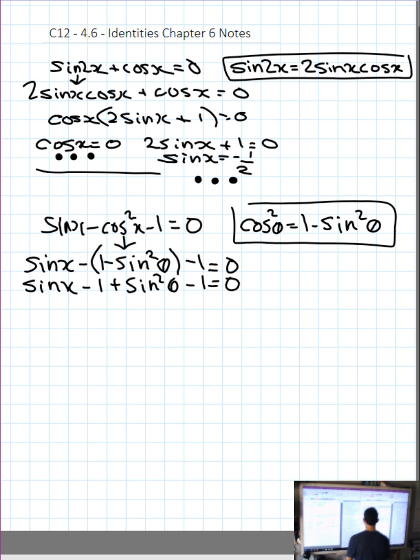And then I can rearrange the order of the terms and combine like terms. So I have sine squared theta, x. The definition off to the right is theta, but if we're using x, we have to use x. So again, down below, they're all x. Rearranging the order of the terms, sine squared x plus sine x minus 2 equals 0. You guessed it, we can factor.